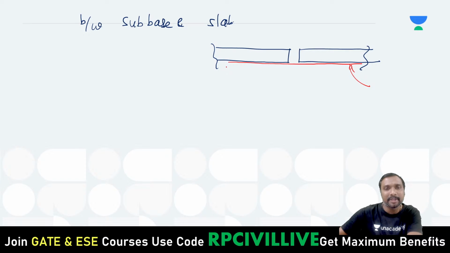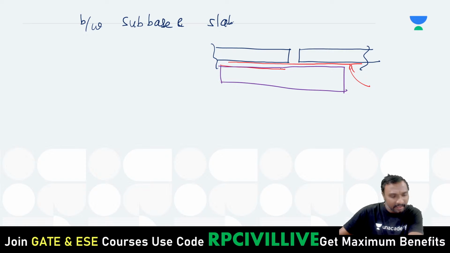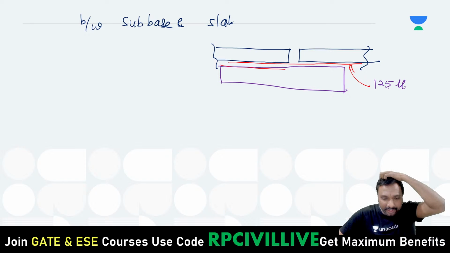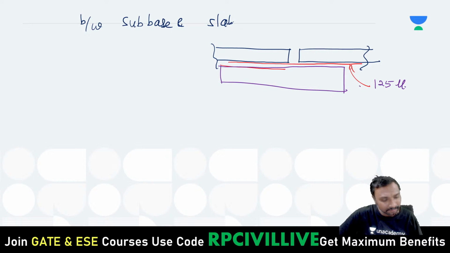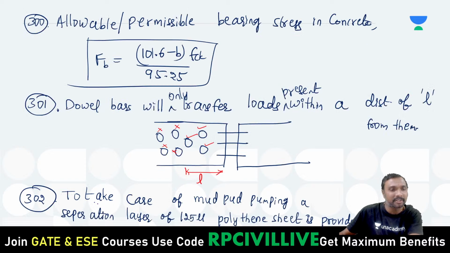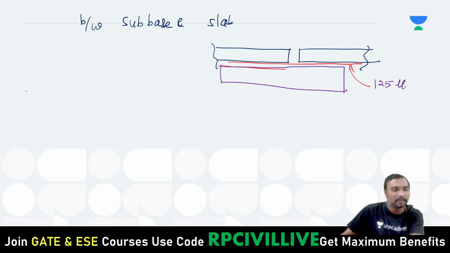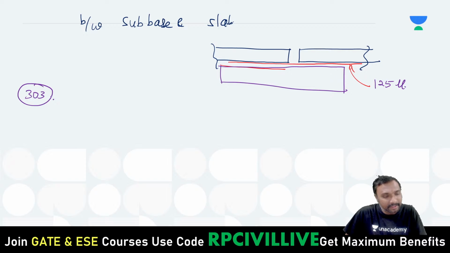Below this you have the sub base or base, whichever is present. Have you observed this? That is your 125 micron polythene sheet. Very good. That black color plastic sheet is nothing but your separation sheet, clause 303. What is the next specification?